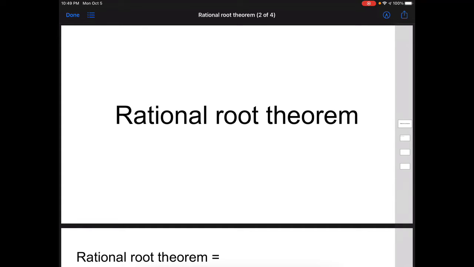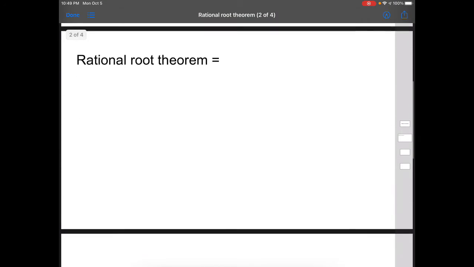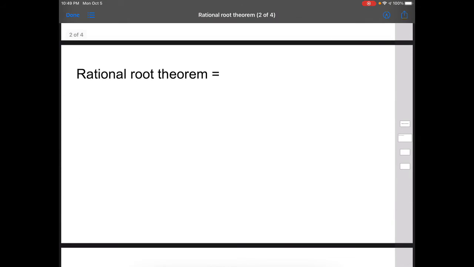Alright, in this lesson we're going to be doing the rational root theorem. This theorem is going to tell us some more about the graph by looking at the equations. We're going to get started on that.